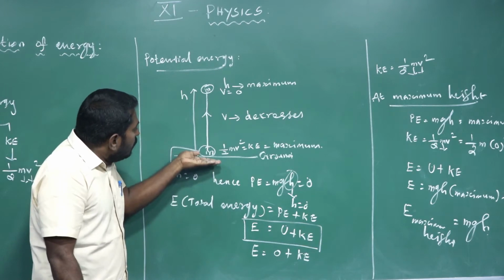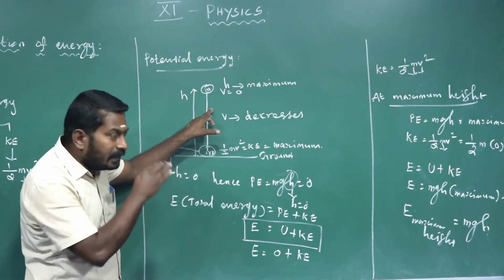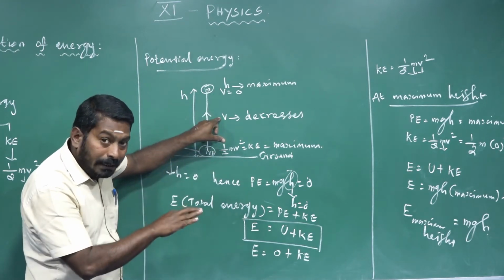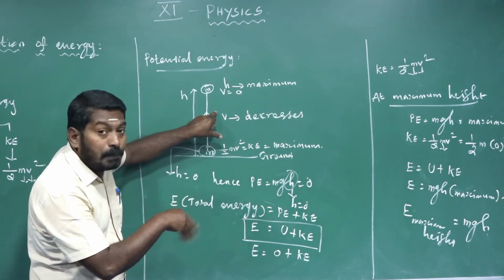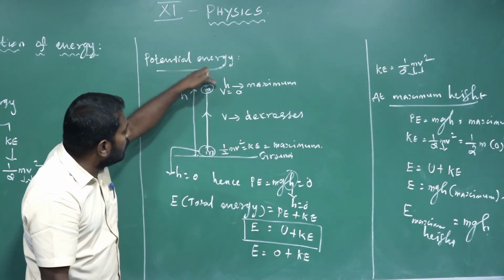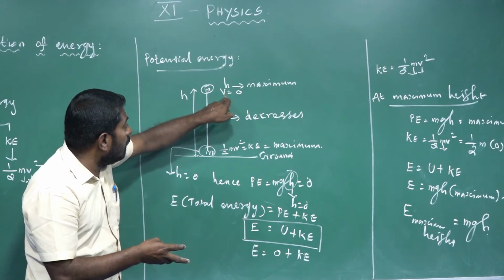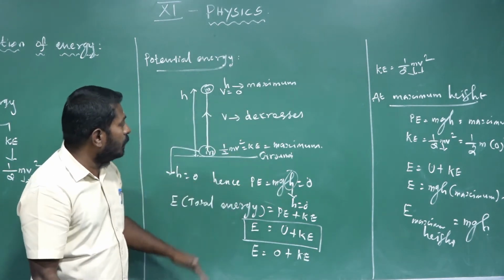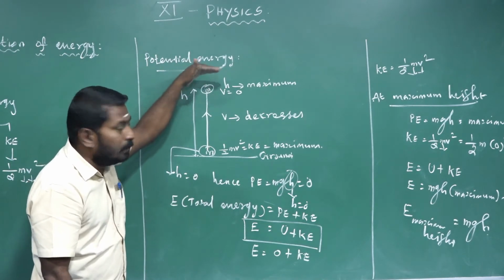If your body goes vertically upward, the velocity of your body decreases at a constant rate. Kinetic energy of your body keeps decreasing, but the height of your body increases, so potential energy keeps increasing. If your body reaches maximum height, potential energy of your body is maximum. At the maximum height, velocity of your body is 0, hence kinetic energy of your body is 0. At the maximum height, the total energy of your body is wholly potential.